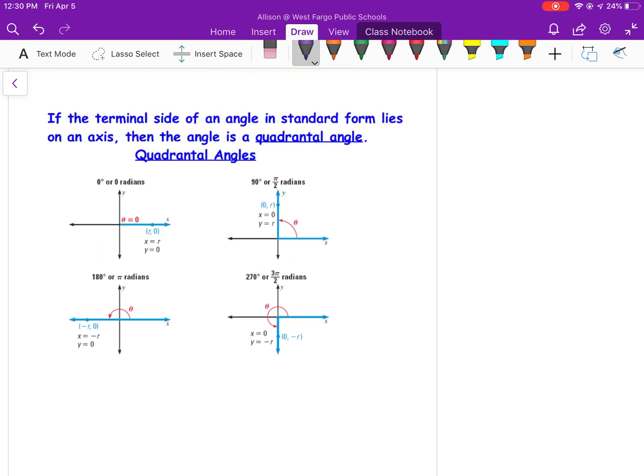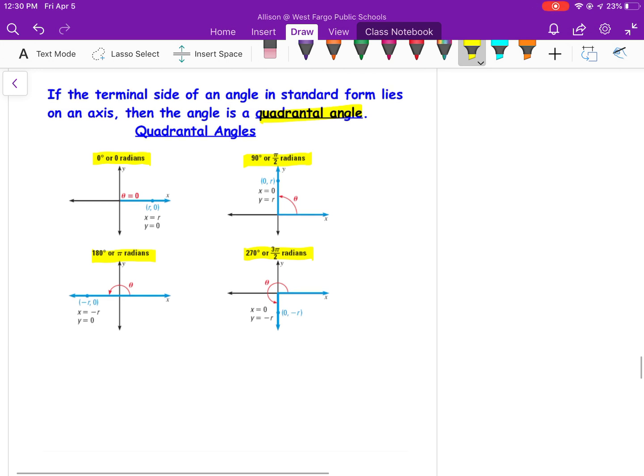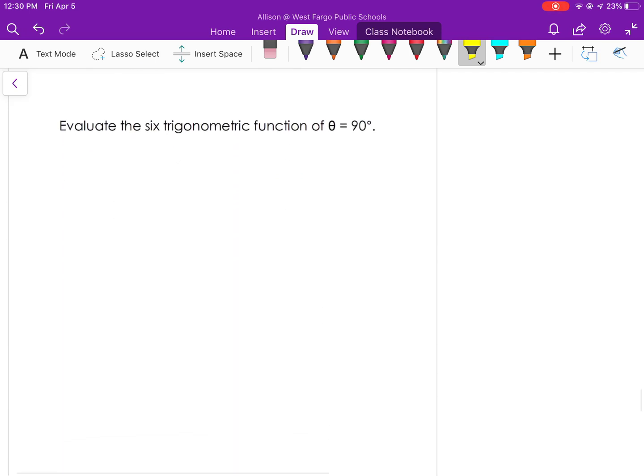If the terminal side of the angle in standard position lies on an axis, then the angle is known as a quadrant angle. Quadrant angles follow special properties. We have 4 quadrant angles: 90 degrees or pi over 2, 0 or 360, 180 or pi radians, 270 or 3 pi over 2 radians. And then you use these x and y properties. So I'll show you an example and make more sense.